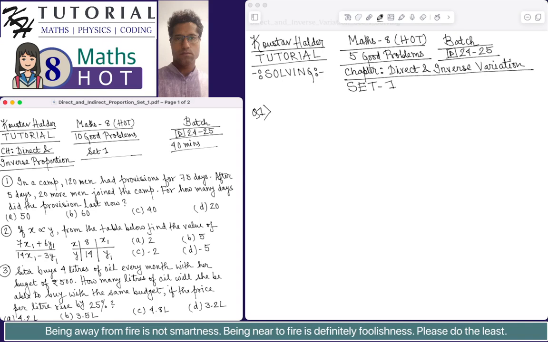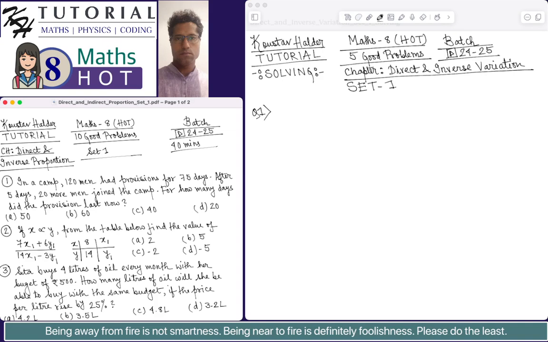So, this is a problem based on men, food, meaning provision, and the number of days that the food lasts depending on the number of men. Now always remember, in this kind of problem the food or the provision is always a constant. So when it says that 120 men had provisions for 75 days, it means that whatever the food is, it will remain constant. The food is not being added or removed. The amount of food will be constant.